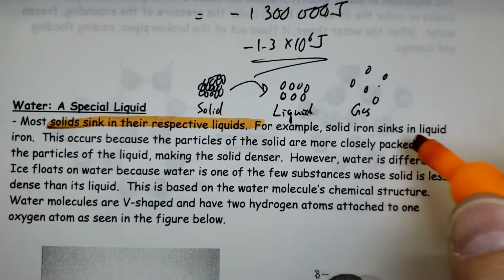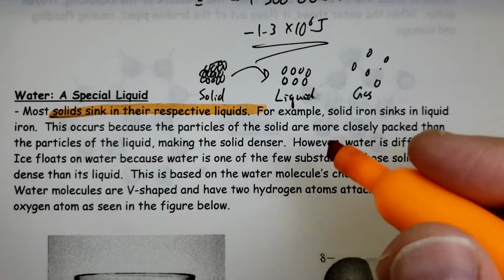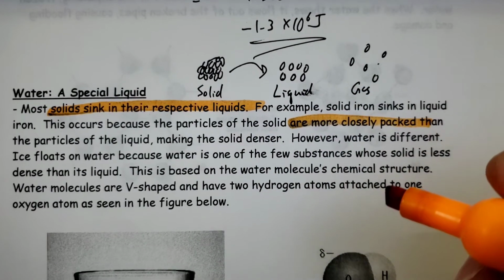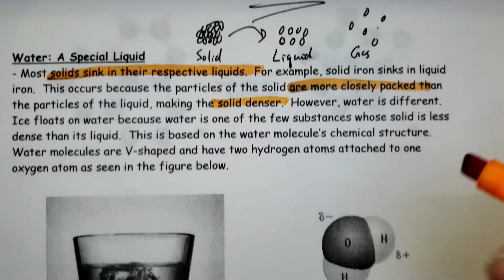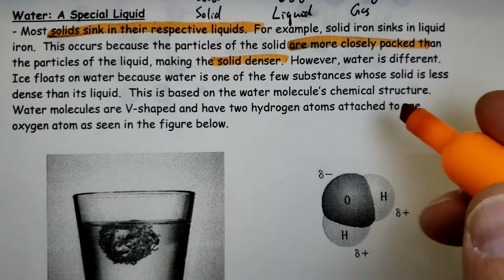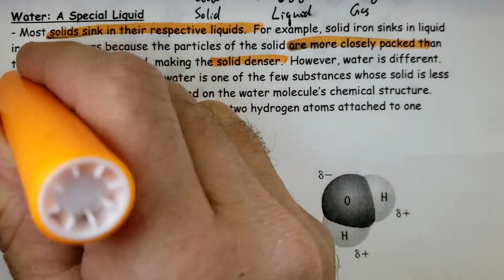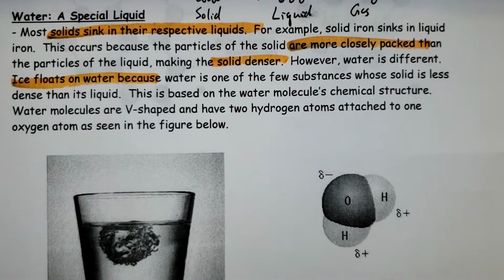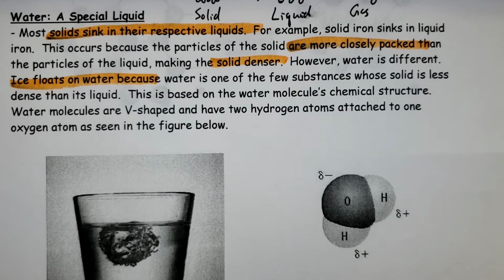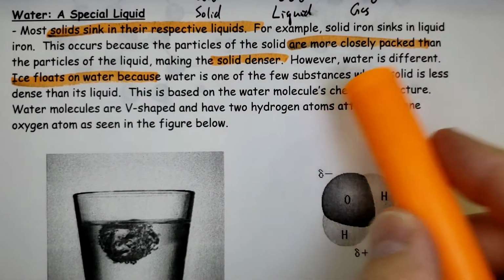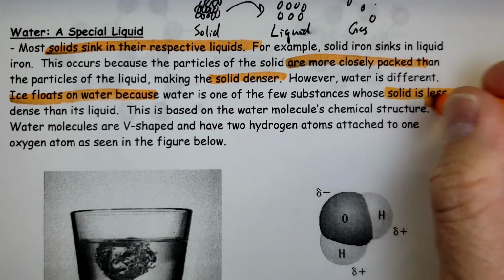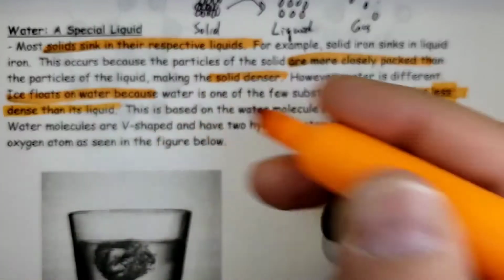For example, a solid iron sinks in liquid iron. This occurs because the particles of the solid are more closely packed than particles of a liquid, therefore making them denser. However, water is different. Ice actually floats, and we know that. And we know that during wintertime, of course, the top layer of a lake freezes and not the bottom part, so that fish can survive underneath. Water is one of the few substances whose solid is actually less dense than the liquid.